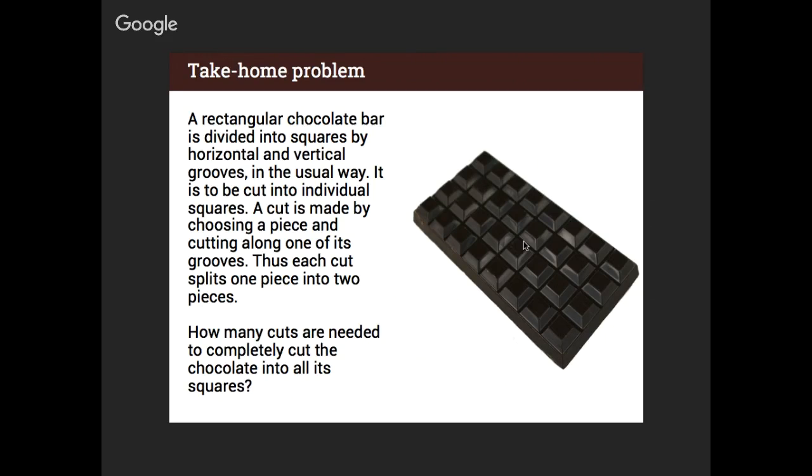So the puzzle is, is there a way to use fewer cuts to break the chocolate into smaller pieces? Should I cut along the long vertical grooves first and then cut up to the individual pieces? Should I halve it? Why don't you meditate on that during the weekend? We'll talk about it on Monday.